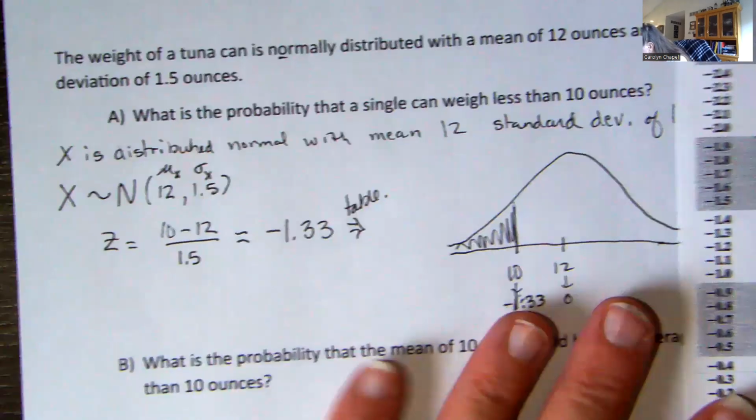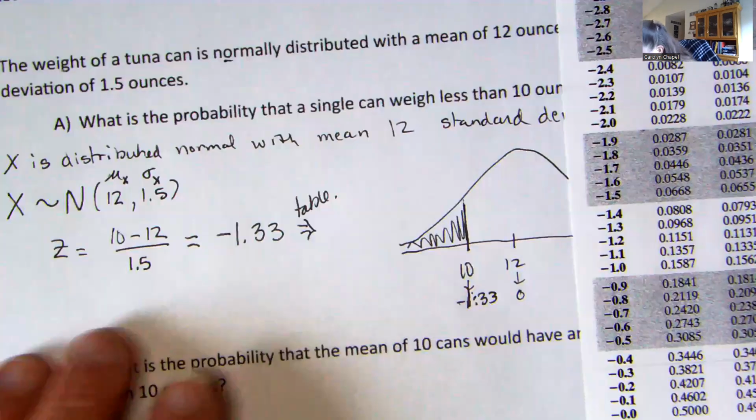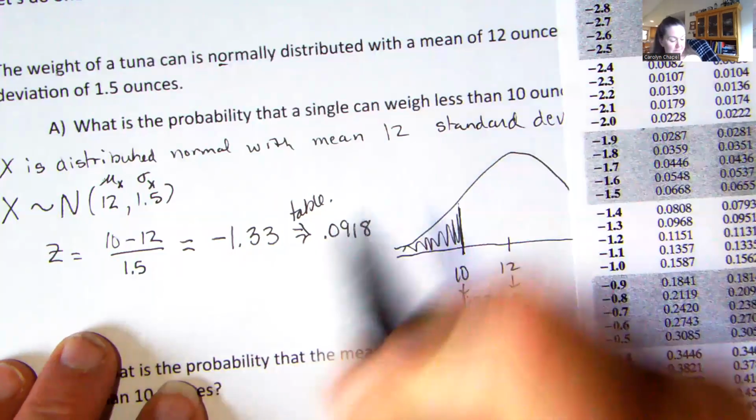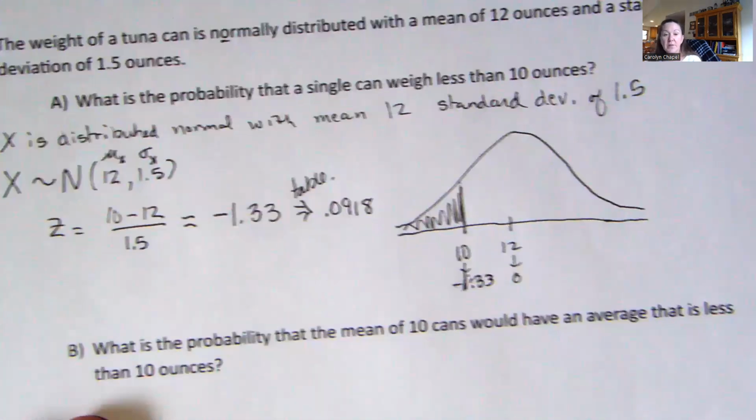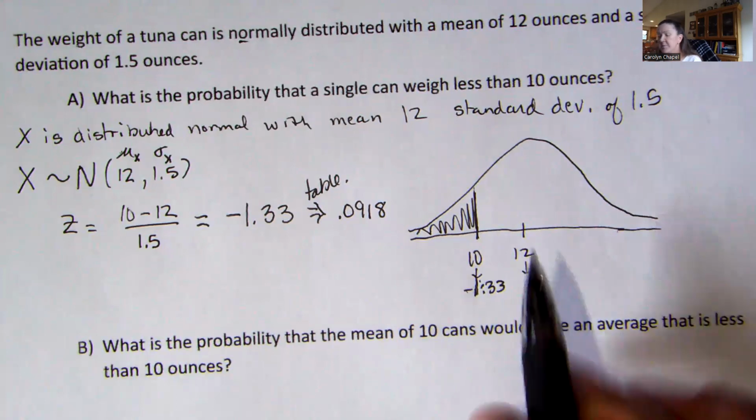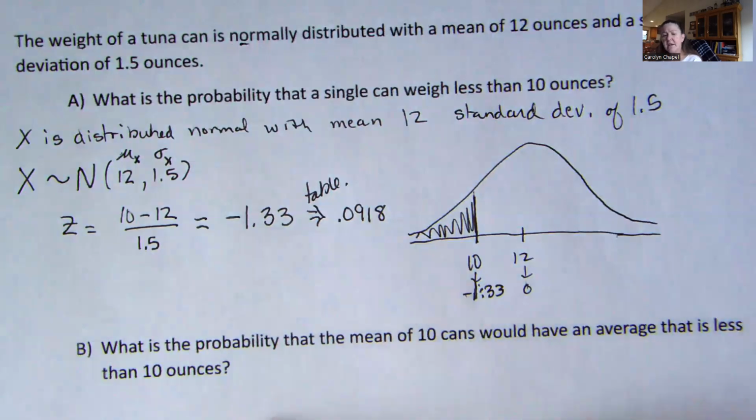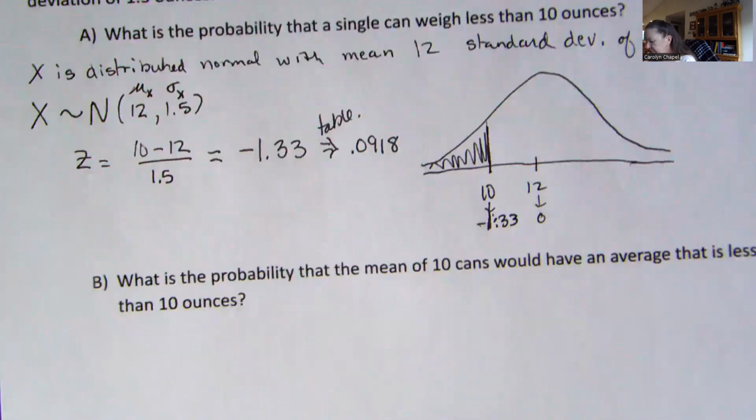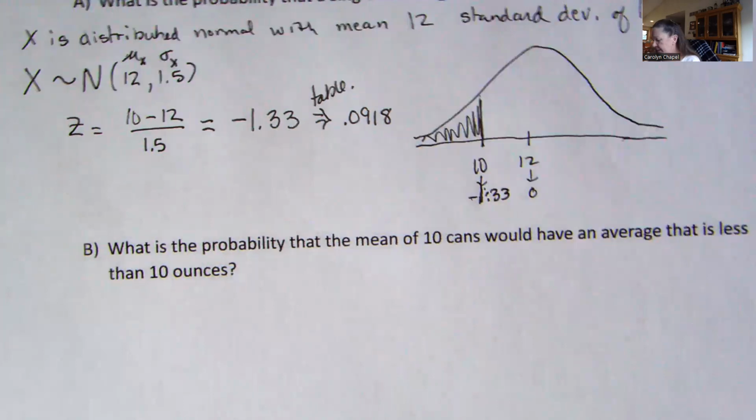I need to be on the negative side, negative 1.33, 0.0918, 0.0918. So if I were talking about what percent, 9% score have way less than 10 ounces. I can do problems unstandardizing these guys. Don't do a lot of unstandardizing with the averages, but you could. It's a little bit messier because of that piece down there.